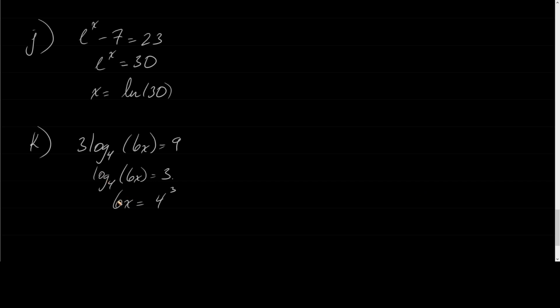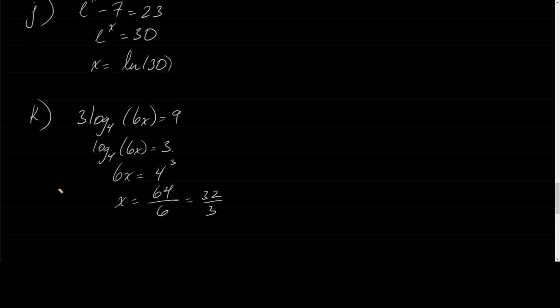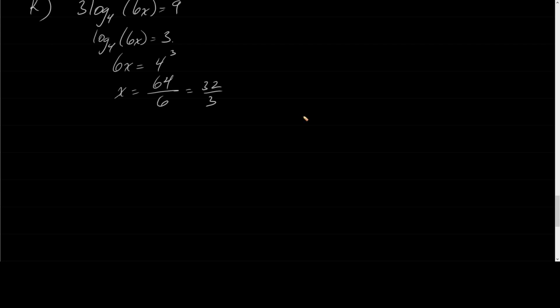So finally here, divide both sides by 6. So x is equal to 4 to the third, which is 64, divided by 6. These are both divisible by 2. So I end up with 32 over 3. Now, next one. L.